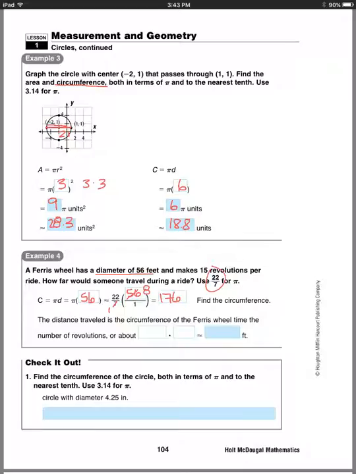The distance traveled is the circumference of the Ferris wheel times the number of revolutions. So the circumference times the revolutions, and we get 2,640 feet. Because it's going 15 revolutions per ride, and each revolution is 176 feet. Go ahead and do your check it out, and then get on with your assignment.